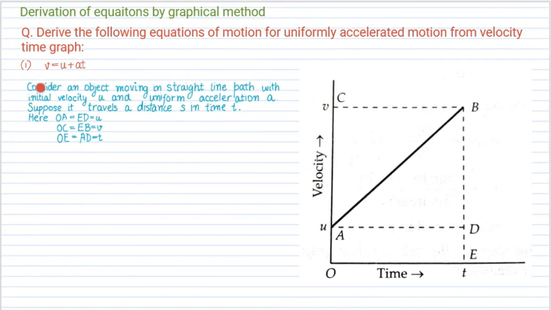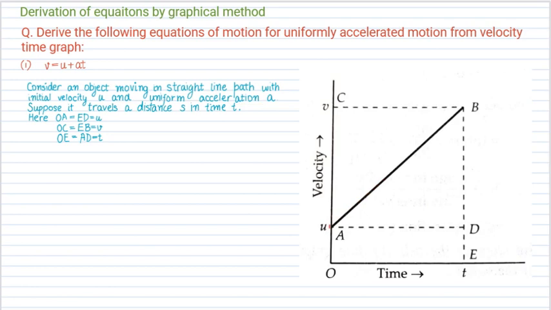So consider an object. The object is moving in a straight line with the initial velocity small u. Clear? So let us suppose the velocity, instead of starting from 0, is starting with some velocity u. Clear? That's why it is starting from this point. So a body moving in a straight line with the initial velocity u and uniform acceleration, that means it is moving at a constant acceleration rate.